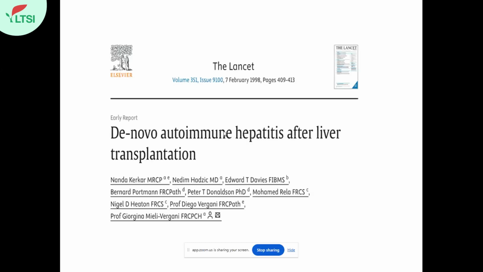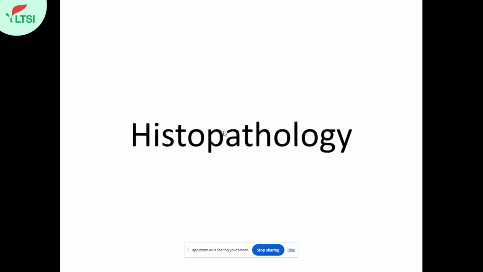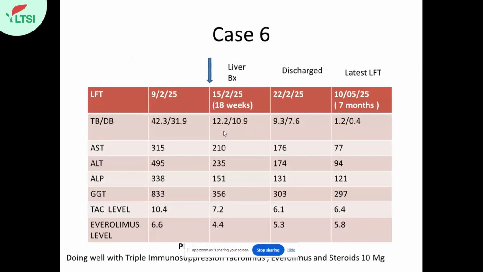Okay, let's look to see how this patient's done. I think we struggled a bit with this patient, but the outcome was, go on.